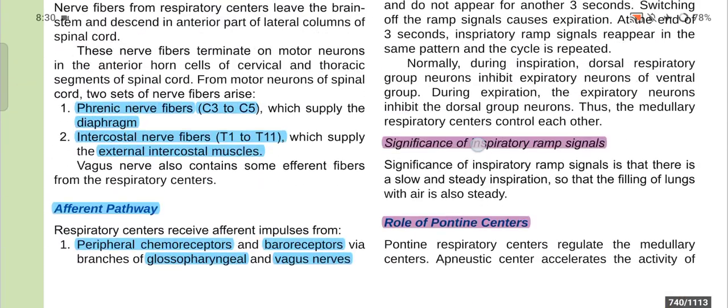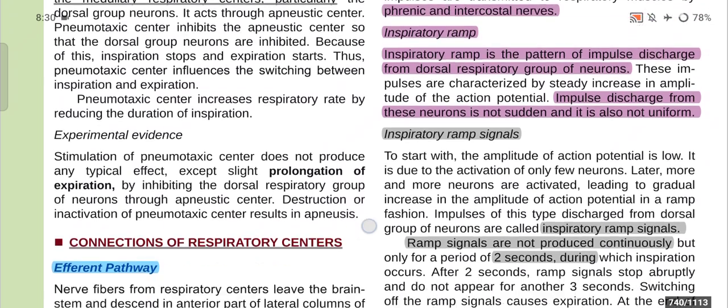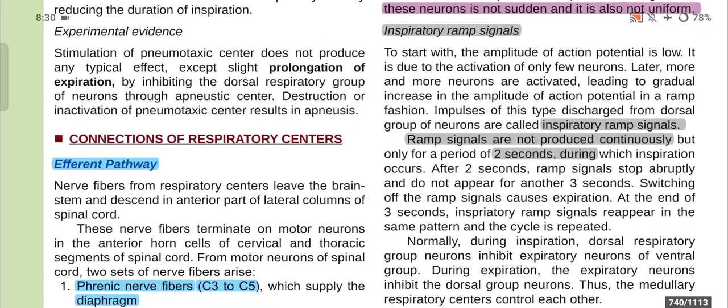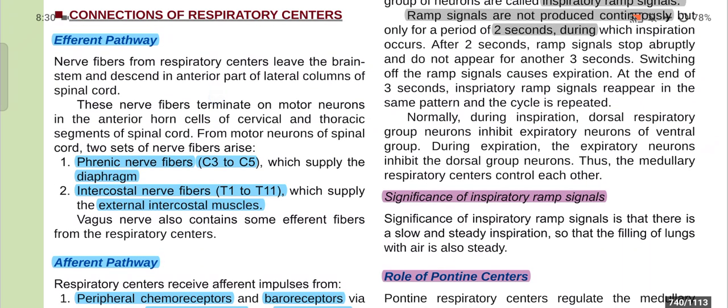So this is our today's short topic. If we try to summarize, in the first point we have discussed the connections of respiratory centers. There are two pathways, the efferent pathway and the afferent pathway. In the efferent pathway, the nerve fibers from respiratory centers leave the brainstem and descend in the anterior part of the lateral column of the spinal cord, and these nerve fibers terminate on motor neurons in the anterior horn cells of the cervical and thoracic segments of the spinal cord. From the motor neurons of the spinal cord, two sets of nerve fibers arise: phrenic nerve fibers and intercostal nerve fibers.